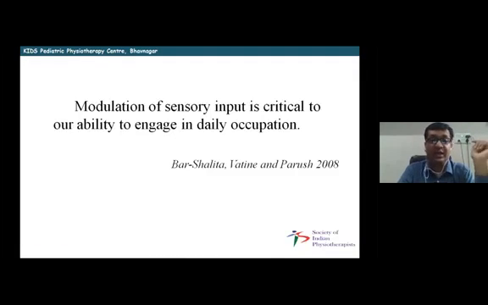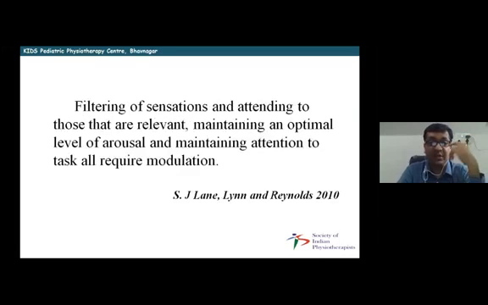Now, modulation of sensory input is critical to our ability to engage in daily occupation or in our ADL activities. To do any function, modulation should be good or maintained. Filtering of sensation and attending to those that are relevant, maintaining an optimal level of arousal, and maintaining attention to the task all require modulation.